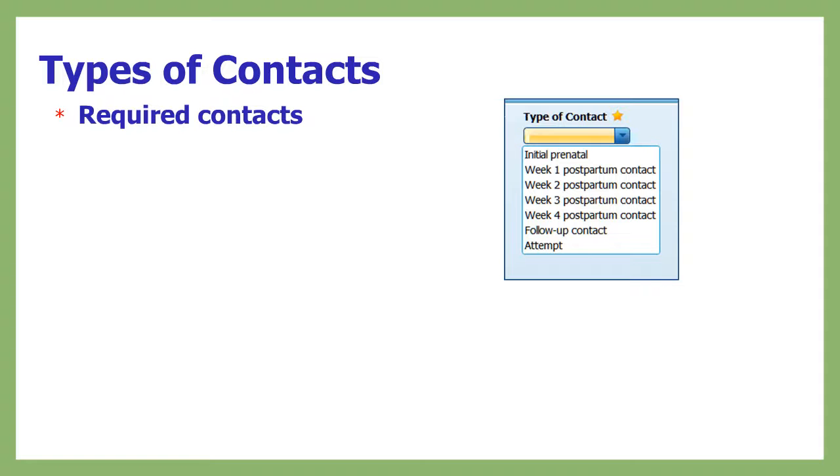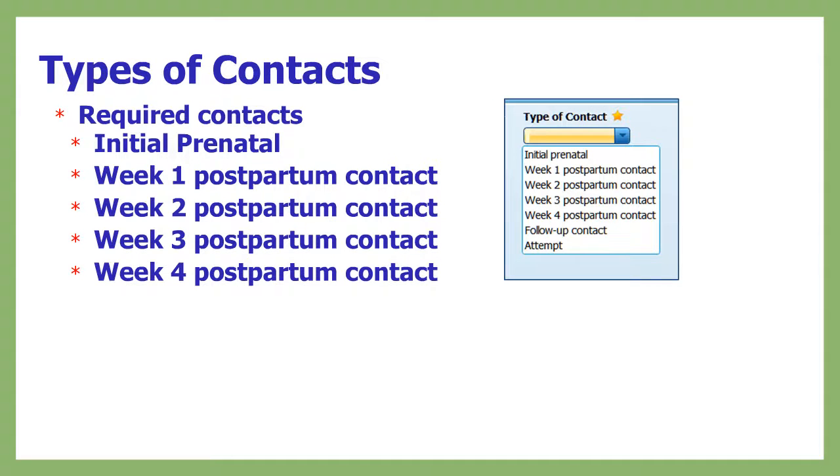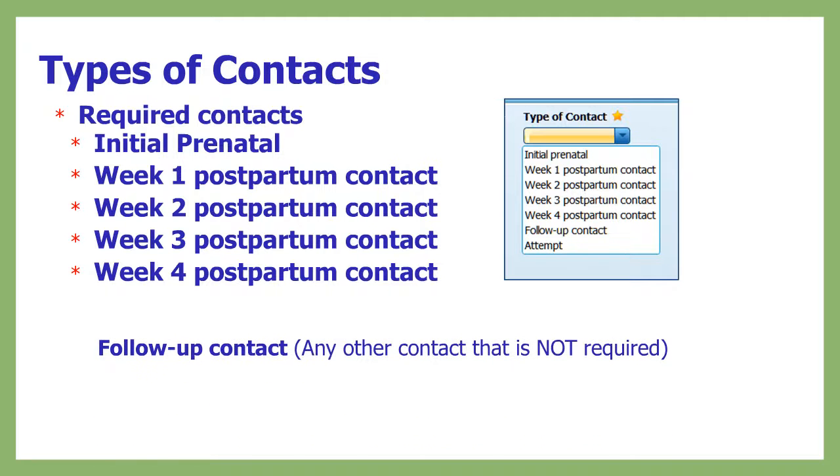Types of contacts. Let's review the definitions of types of contacts that are available in the drop-down fields in Crossroads, and when to use the required contacts versus when to use follow-up and attempt. Initial prenatal, week 1, week 2, week 3, week 4 postpartum contacts are all required contacts and are used when required by policy. Follow-up contact is any other contact that is not required.